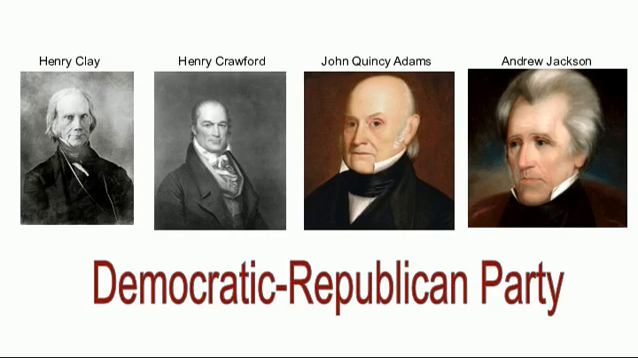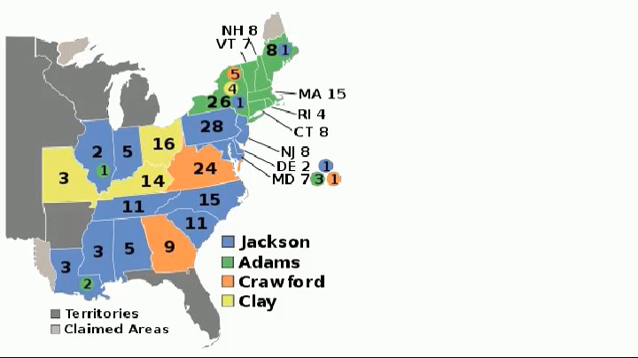Now, Andrew Jackson, our hero from the War of 1812 and the Battle of New Orleans, is going to run for presidency. John Quincy Adams is the son of John Adams, so he's going to ride a whole bunch of his dad's power. Henry Crawford, we don't really care about him too much. We don't hear about him again, but he's a southern plantation slave owner. And, of course, our savior, Henry Clay. Now, they are all going to run under that same ticket, and it results in this map.